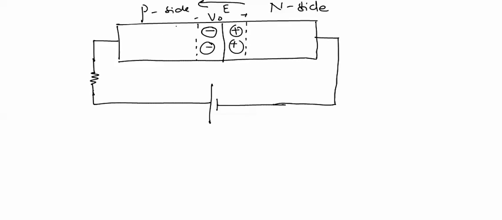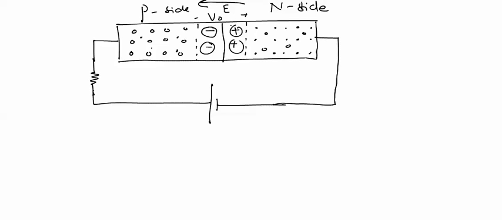Now on P side, majority charge carriers are holes. I am not showing negative ions because they are of no use while explaining the operation of the PN junction. On N side the majority charge carriers are electrons, and very few holes are there, and very few electrons are there on P side.